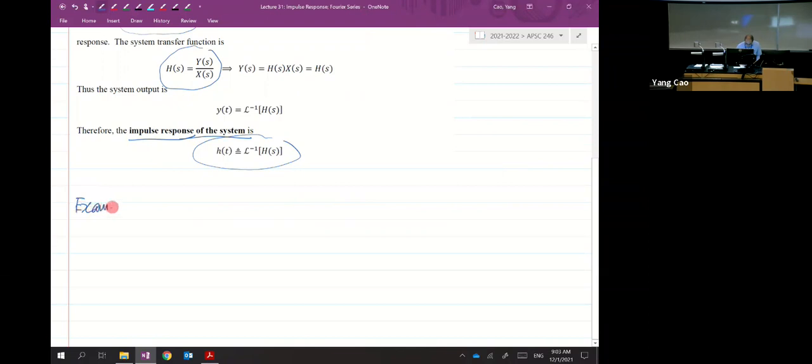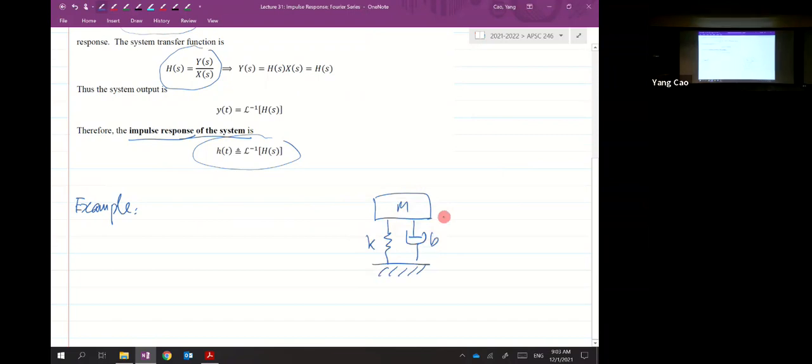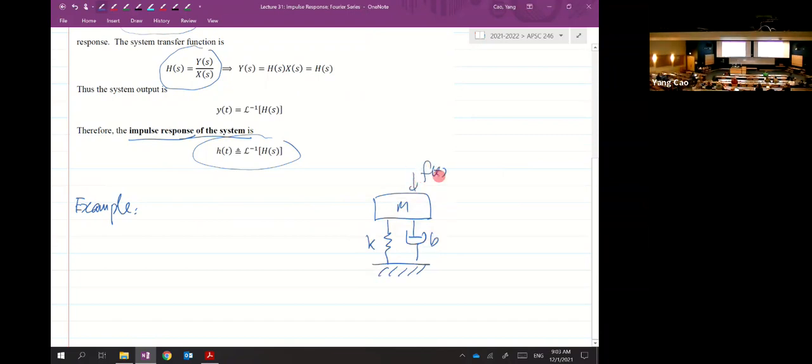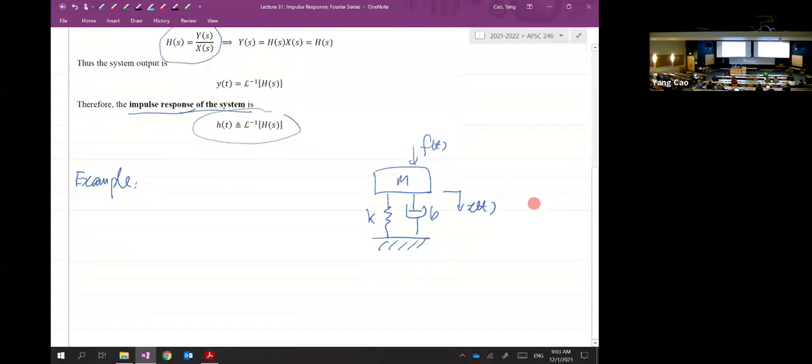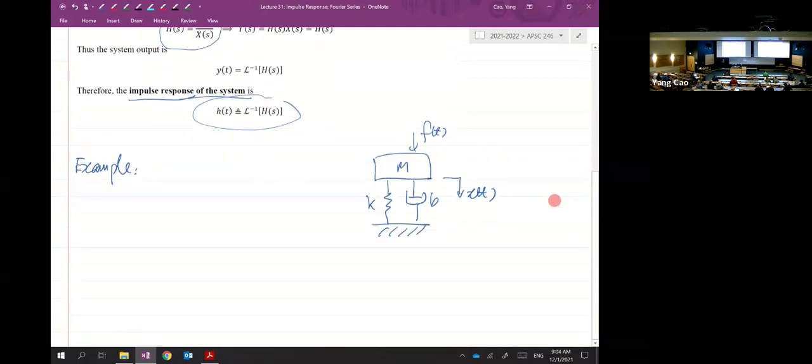The example that we started is a mass spring damper system. It is a very simple mass spring damper system with m, k, b and an external force applied to the system. There are 3 questions. What is the transfer function, and what is the impulse response? And if the input is a unit step input, what is the system response? Let's take a look at each of these again.